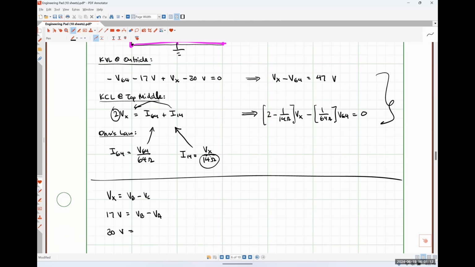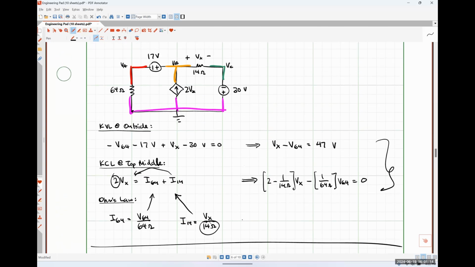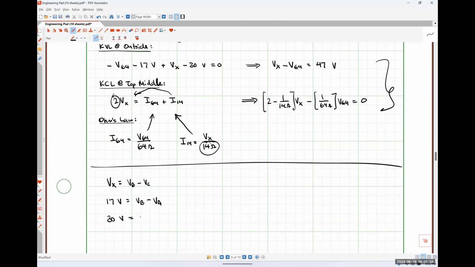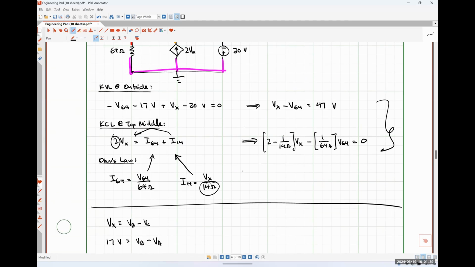And so you tell me what's going on with the 30-volt source. Is that just going to be VC minus 0? Other way around. The positive polarity terminal is at 0. The negative polarity terminal is at VC. So it should be 0 minus VC, or negative VC. So whenever we're defining a voltage in terms of nodal voltages, it is always the nodal voltage at the positive polarity terminal minus the nodal voltage at the negative polarity terminal.